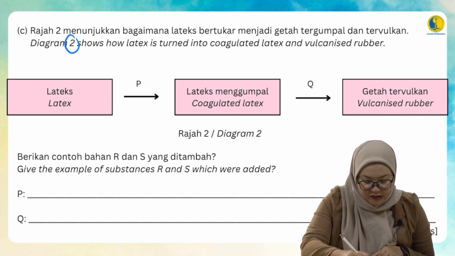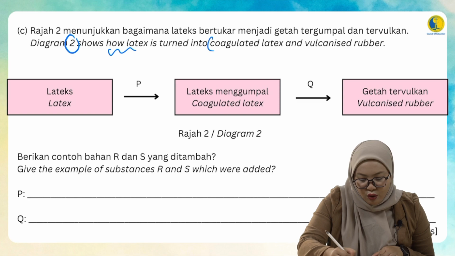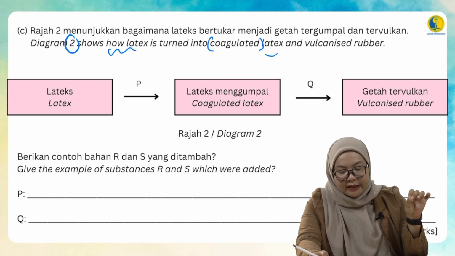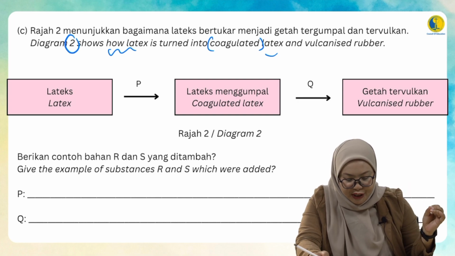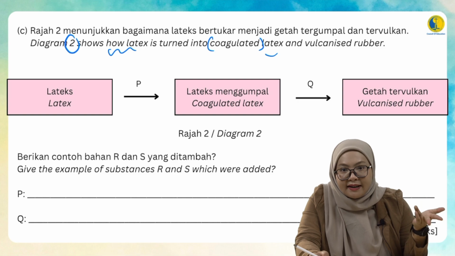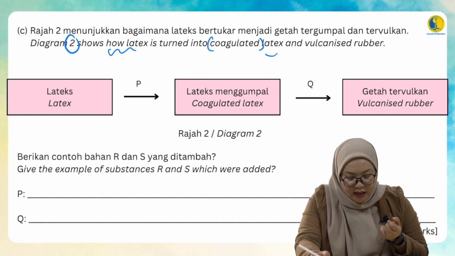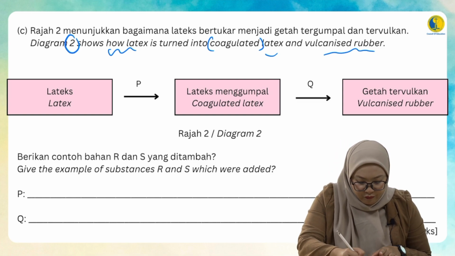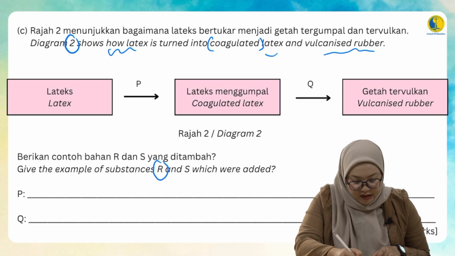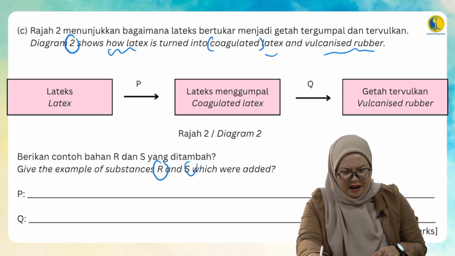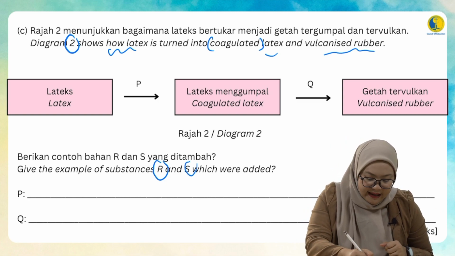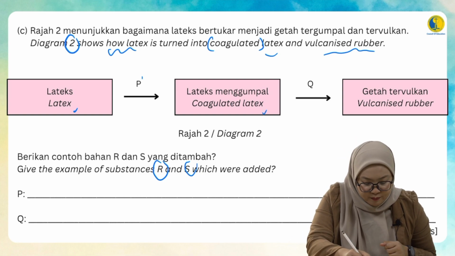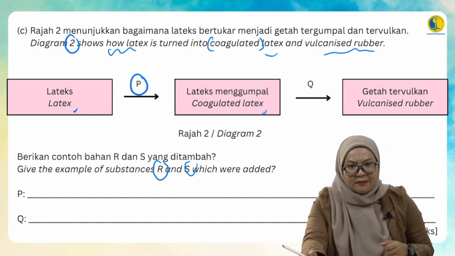Diagram 2 shows how latex turns into coagulated latex. Okay, how the latex that is not coagulated turns into coagulated latex, latex yang bergumpal, and the vulcanized rubber. Give the example of substance R and substance S. Okay, what is R and S? Read first. Latex turns into coagulated latex. So this is the P process or substance P.